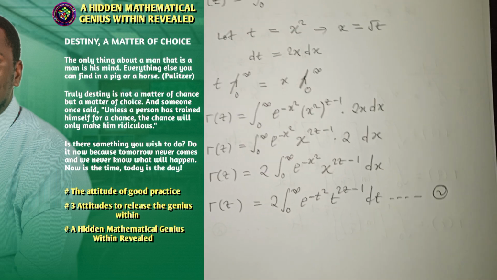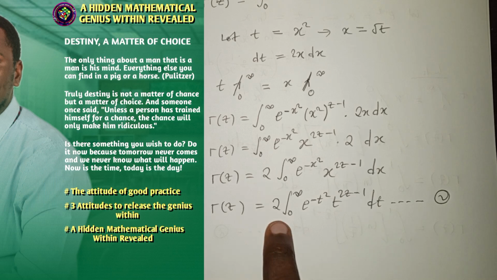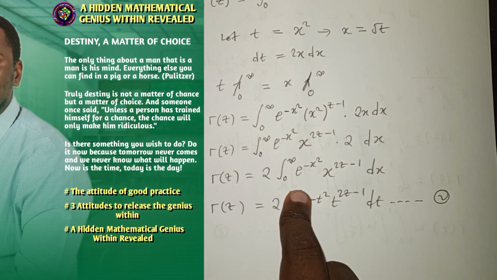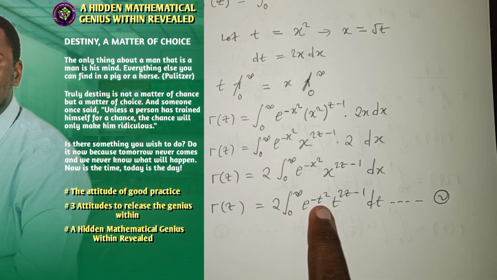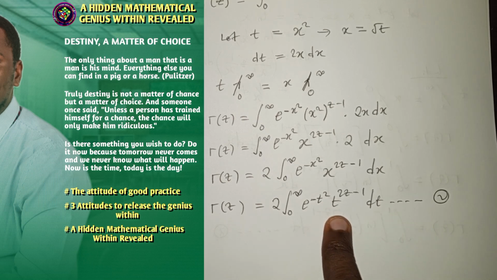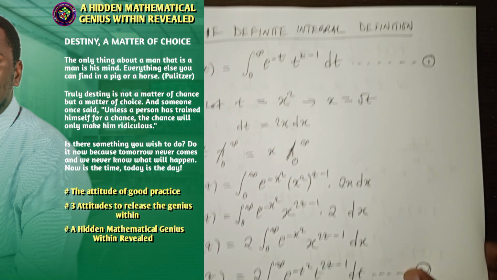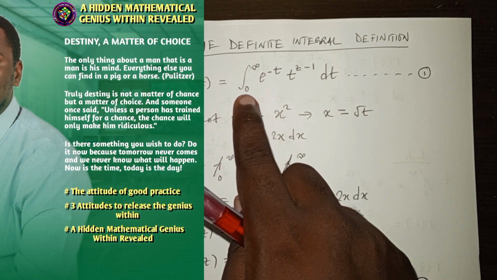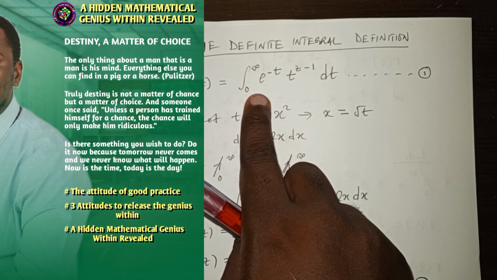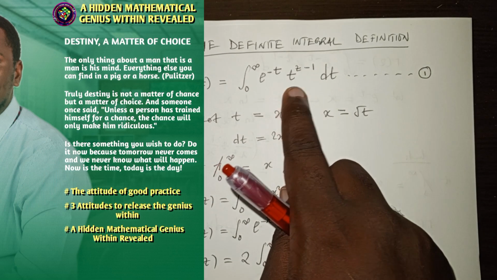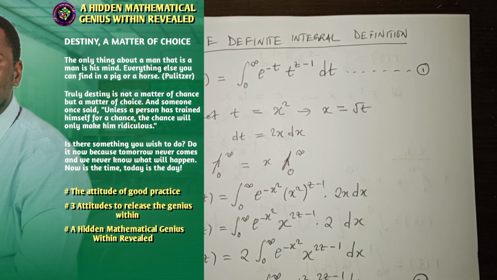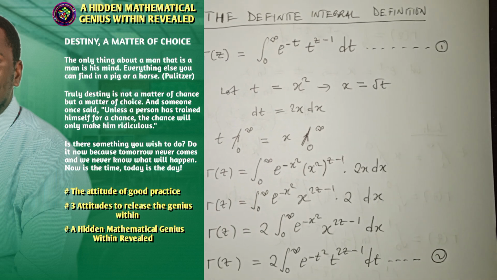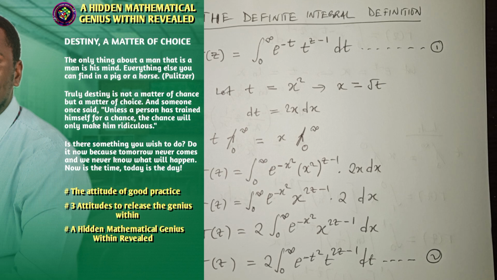Then the other form is the gamma of z is equal to 2 integral from 0 to infinity of exponent of minus t squared, then t to the power 2z minus 1 dt. Then the last one, we have gamma of z is equal to the integral from 0 to infinity of exponent of minus t, then t to the power z minus 1 dt. So that is the definite integral definition of gamma function.